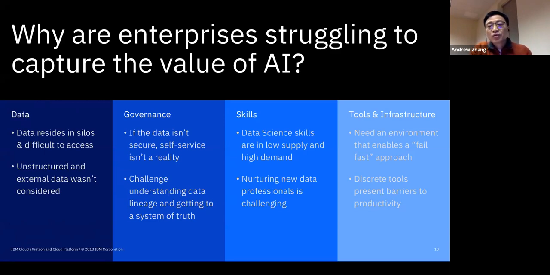Last, the tools and infrastructure here are also lacking. We need to enable people to learn fast, fail fast, but also we need to make the job easy, make data simple to work with.